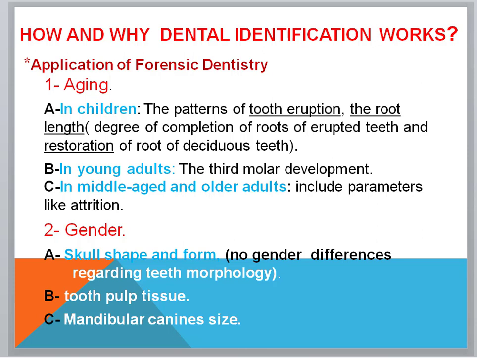Number two, after aging, we have explained the different types of aging in children, young adults, and middle age. Now coming to gender. Odontology here works through skull shape and form, because we have to remember that there are no gender differences regarding teeth morphology. B, tooth pulp tissue. C, mandibular canine size.